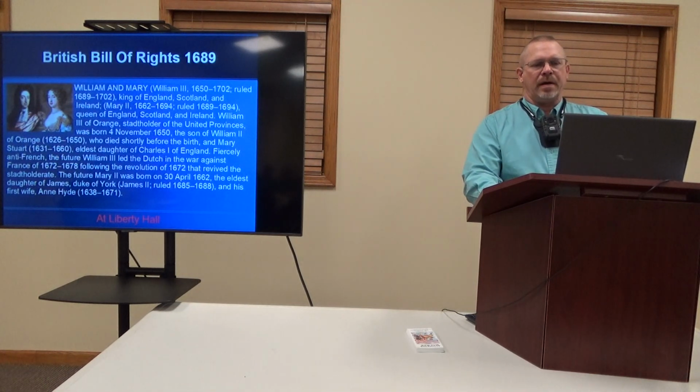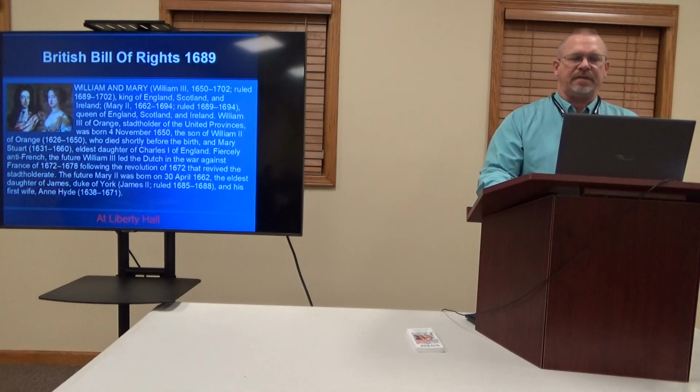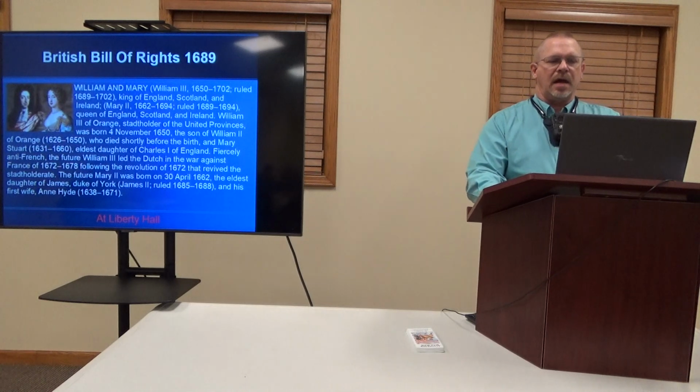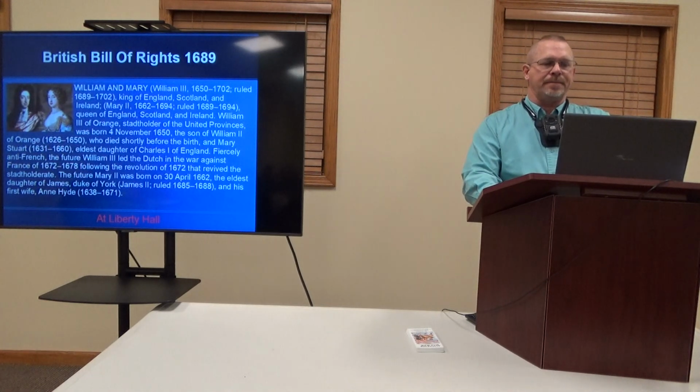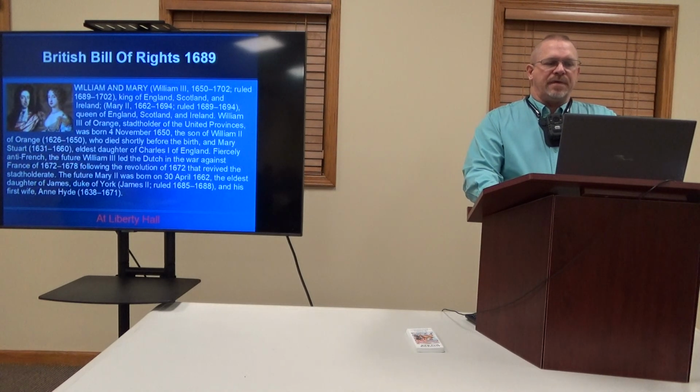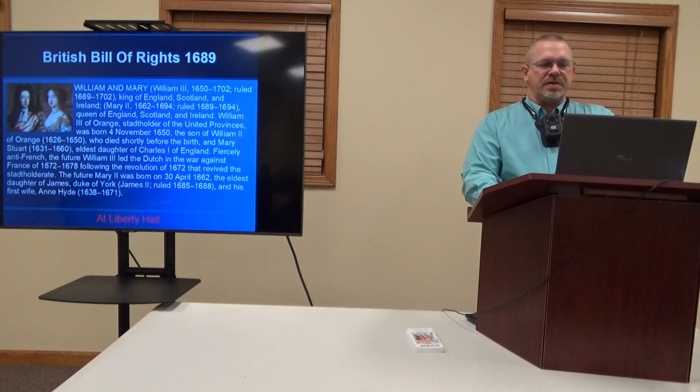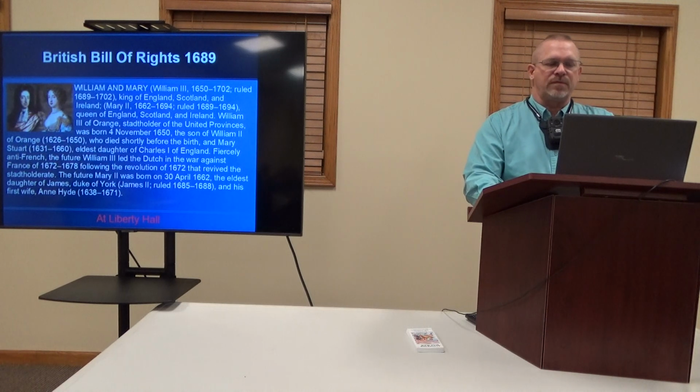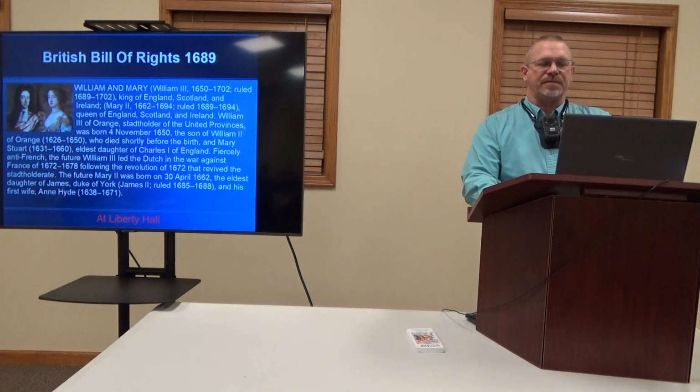So William and Mary ruled from 1689 to 1702, King and Queen of England, Scotland, and Ireland. It's William III of Orange, Stadtholder of the United Provinces. He was born 4 November 1650, the son of William II of Orange, who died shortly before the birth, and Mary Stuart, eldest daughter of Charles I of England.